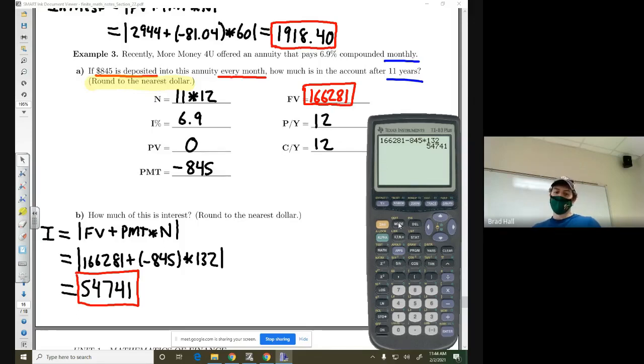Now what this is telling us is for investing with this company for 11 years with this annuity, they're giving you about $55,000 basically as a bonus for you investing with them, or letting them handle your money in their account. So that's pretty nice. You had to do virtually nothing for that money. So that's pretty nice to have after 11 years. Does anyone have any questions about this before we move on?